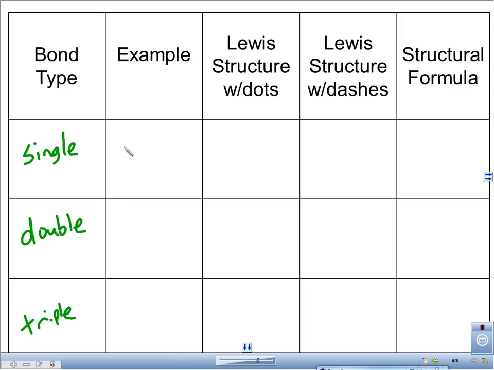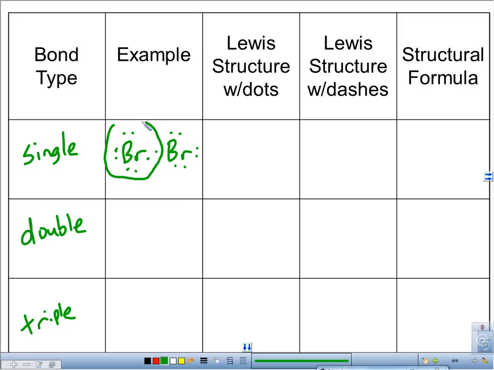I'll pick bromine next to another bromine. How many valence electrons do each have? Bromines? 7. Every halogen has 7. There's 7 for that bromine. 1, 2, 3, 4, 5, 6, 7 for that bromine. And if they share these 2 electrons in a single covalent bond, because a single bond is only sharing 2 electrons, they both become stable because they both have fulfilled the octet rule, and they both have 8 electrons because they are sharing one of their friends' electrons.